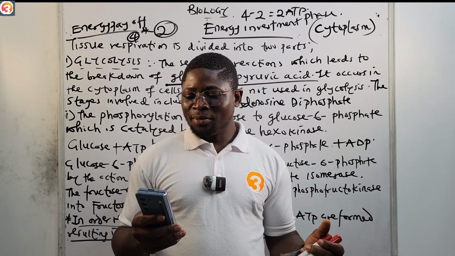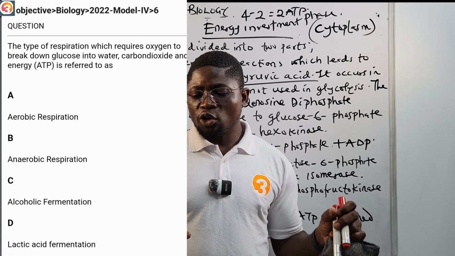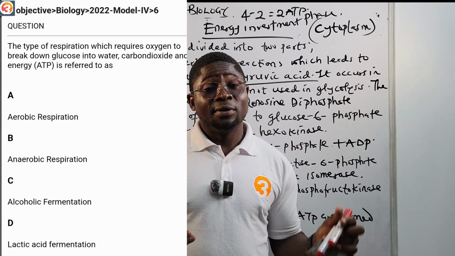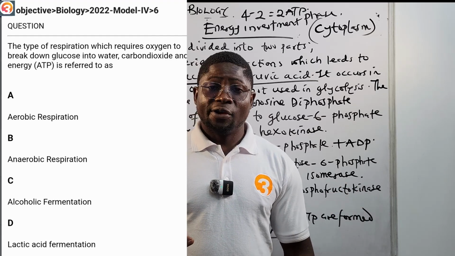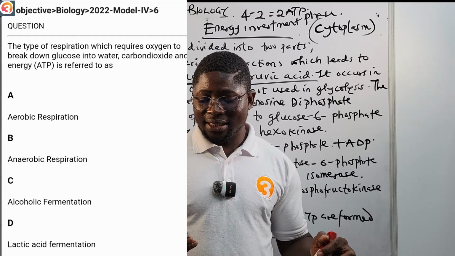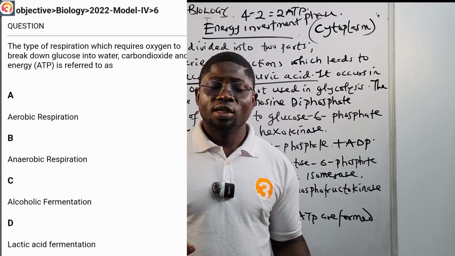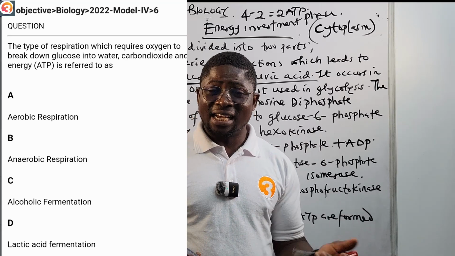Now 2022, number 6. The type of respiration which requires oxygen to break down glucose into water, carbon dioxide, and energy, that's ATP, is referred to as what? A says aerobic respiration, B says anaerobic, C says alcoholic fermentation, D says lactic acid fermentation. Please just put the answer there. It's very, very easy. That's why I'm not answering it.